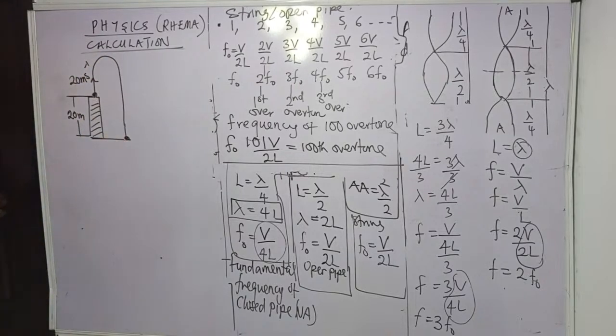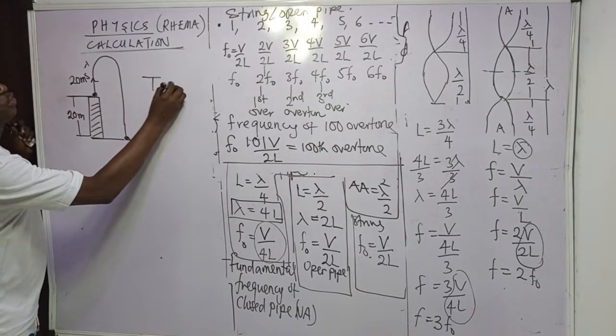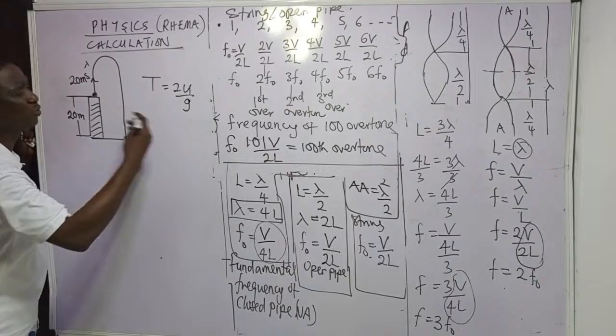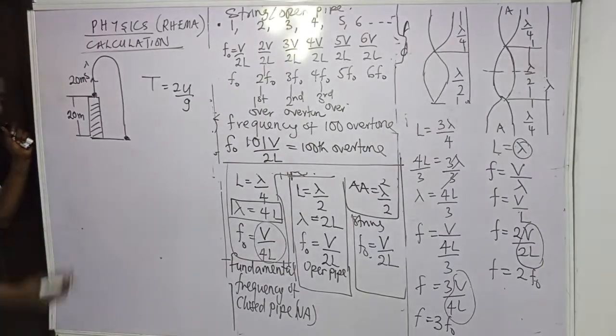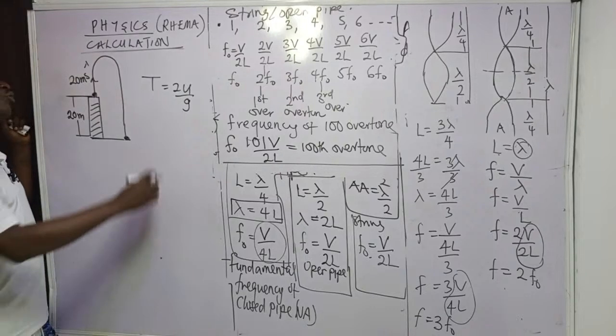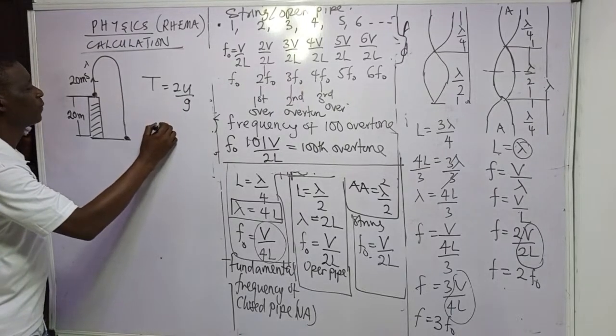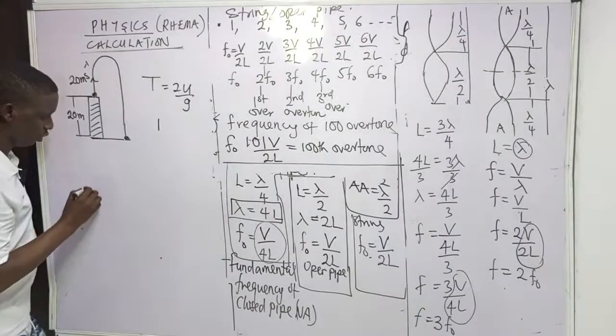This question is very common in JAMB. Some people will go and use this one: T equal to 2u over g. You have failed it now. It's not correct anywhere on this planet. Because this formula can only be used for what? When the body, look at it.